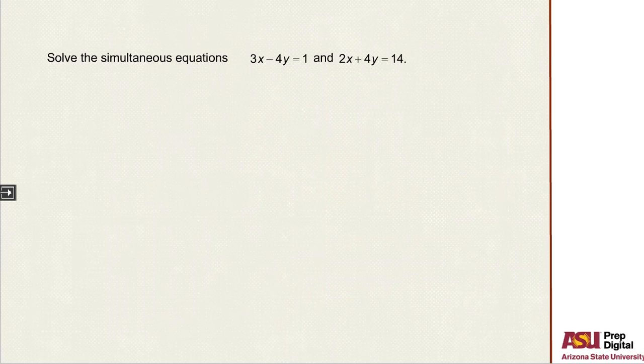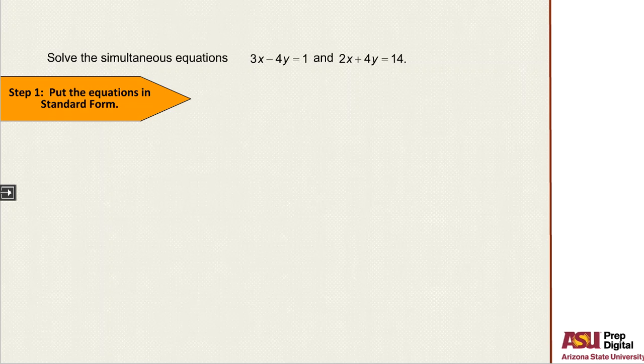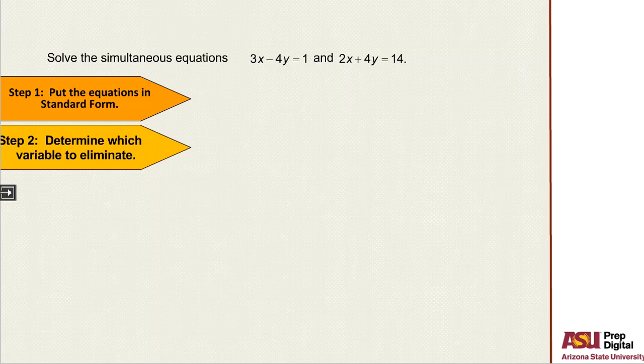So let's do those steps with this example. The equations are 3x minus 4y equals 1 and 2x plus 4y equals 14. In this case, step 1 is actually done. They're both in standard form, so I don't have to change anything. Now for step 2, I have to determine which variable to eliminate. What I like to do is rewrite this. I like to line them up vertically, like when you're younger and you learn addition and subtraction. You like to line things up vertically.